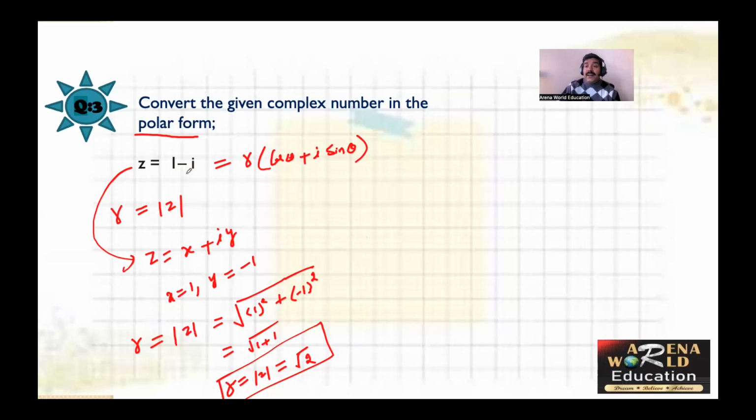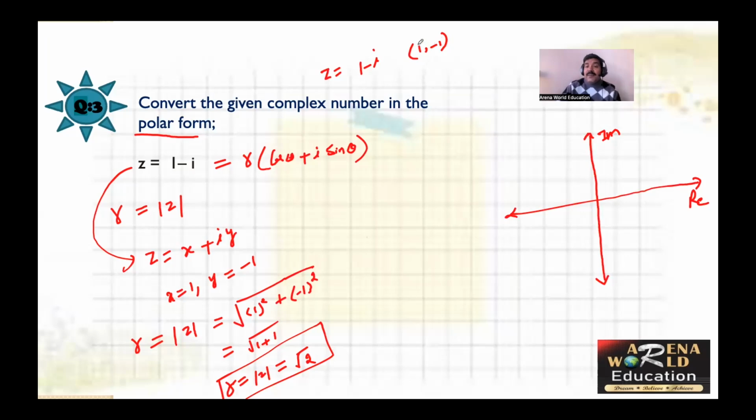Now coming to theta. How to find theta? First of all, we will make the Argand plane. So this is the real axis and this is the imaginary axis. The complex number was 1 minus iota. So we will write it in coordinate form. The real part is 1 and the imaginary part is -1. So 1 comma -1, right?